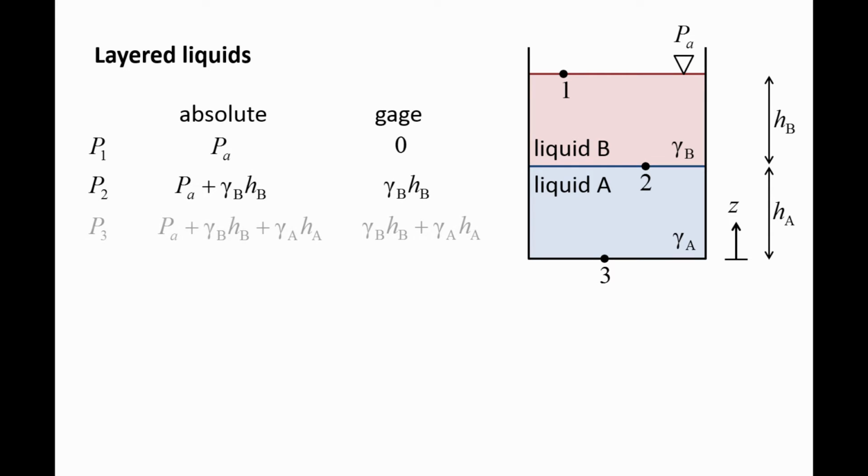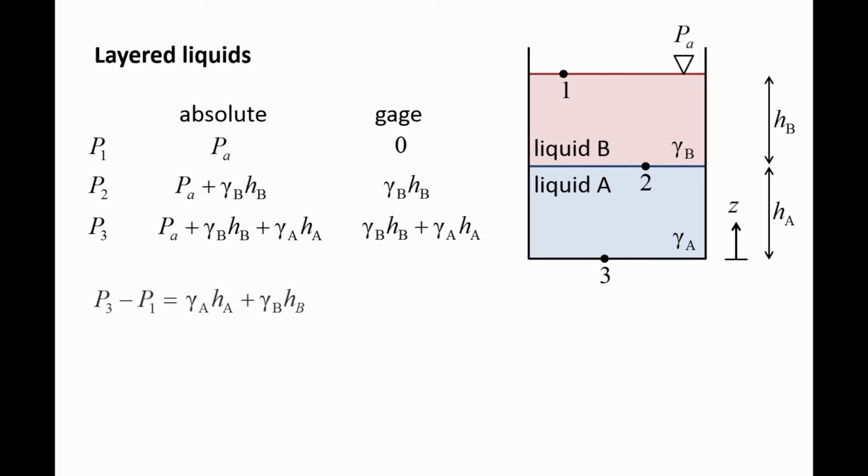For point 3, we simply add up the pressure contributions from each layer. The absolute pressure is the ambient pressure plus the contribution from the first layer, gamma B HB, plus the contribution from the second layer, gamma A HA. The gauge pressure is gamma B HB plus gamma A HA. The gauge pressure is the absolute pressure minus the ambient pressure.